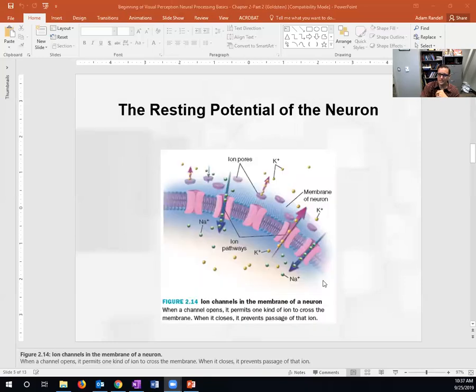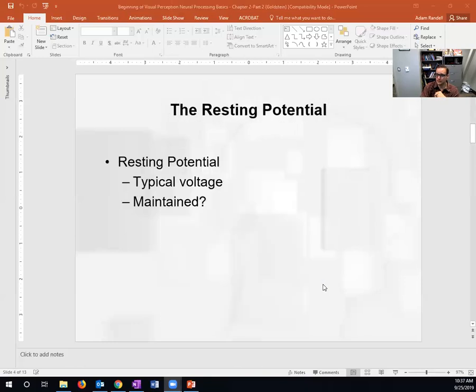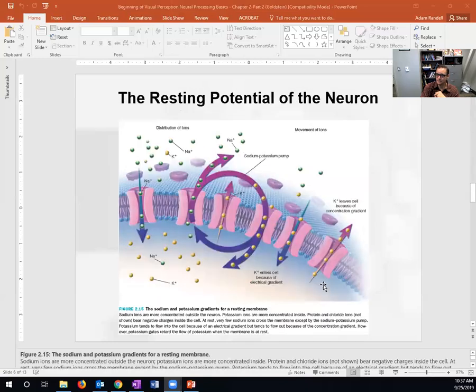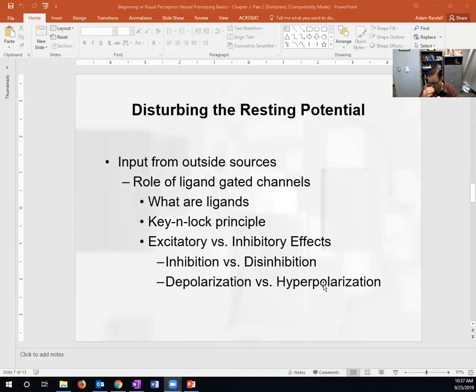Well, when we talk about excitation and inhibition, what we're talking about are things from outside of the neuron, maybe neighboring neurons, that are changing the potential of the neuron. And this can happen because in the membrane of the cell, you've got these little gated channels. And they're called gated channels because different things will open them.